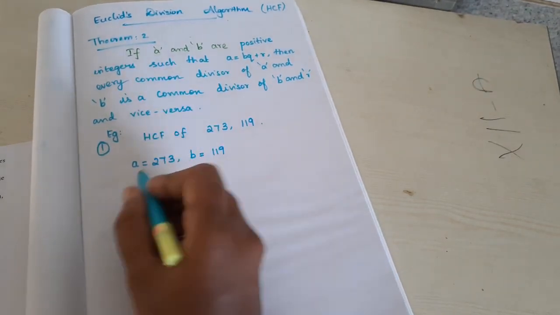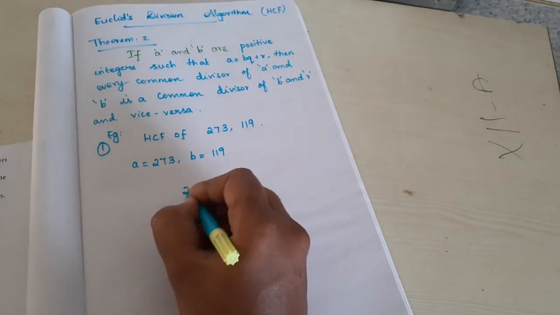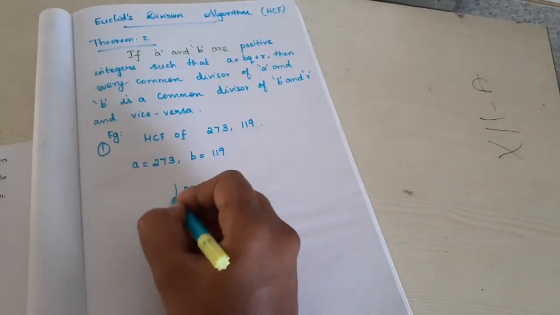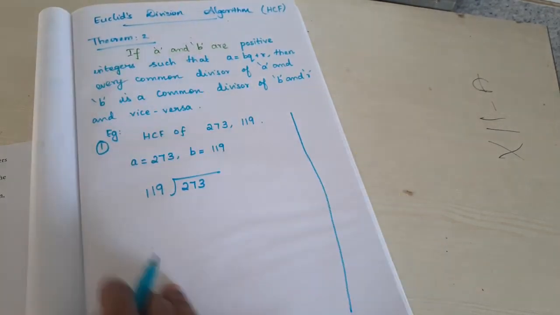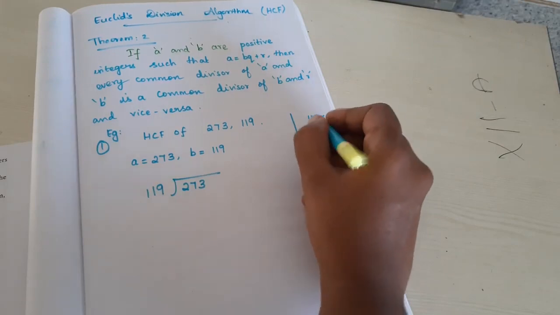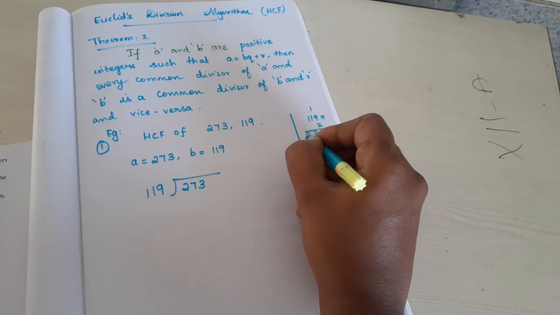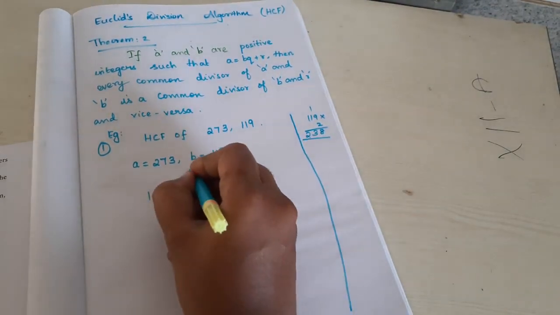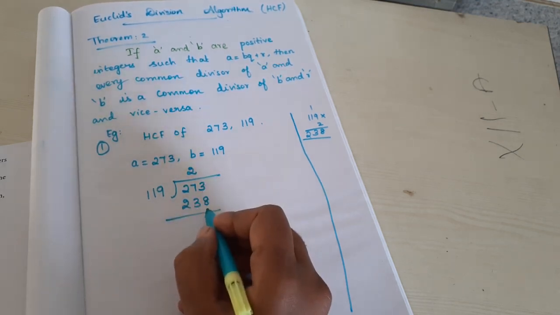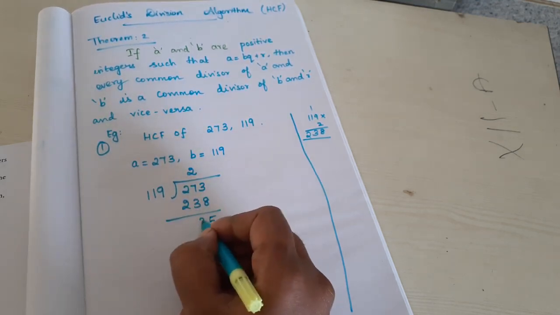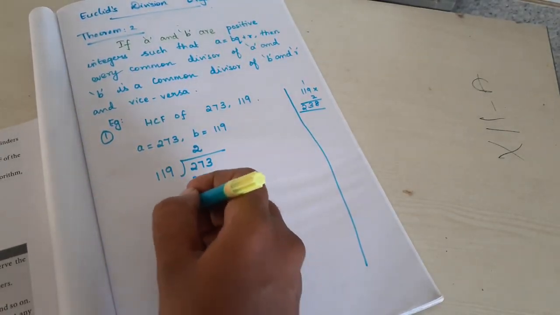First, we need to divide A by B. The common divisor only we need to find now. So 273 divided by 119. Roughly we can write here: 119 into 2 times, how much will come? 9 2s are 18, here 3 and 2, 238. Correct? So 2 times it is 238, and the remainder is 13, 13 minus 8 is 5, here 6, 35.